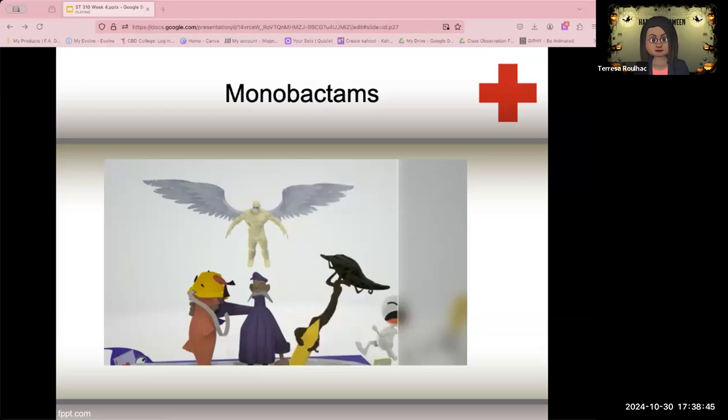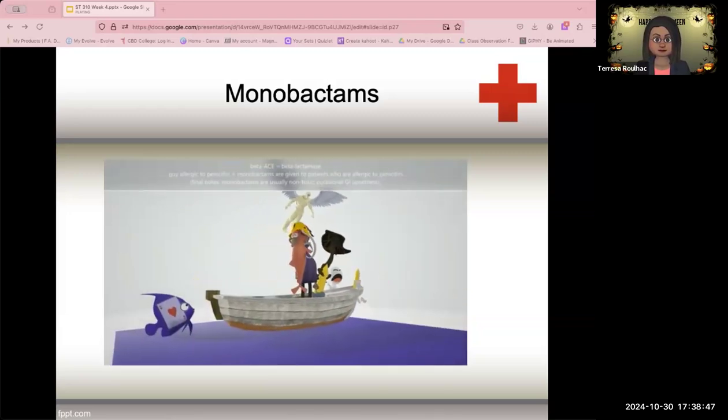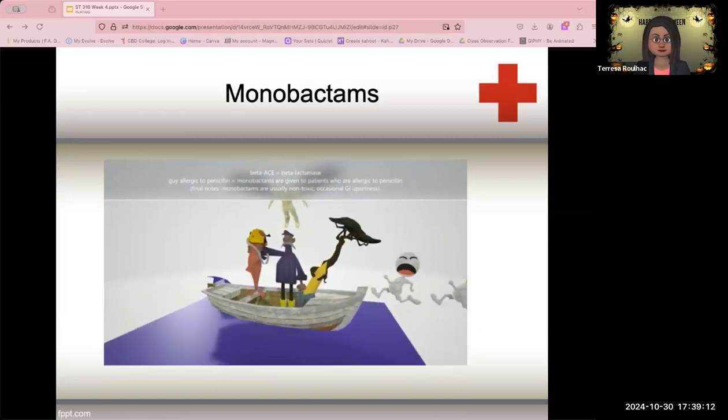Okay, let's back up here for a second. So here we see this fish over here, the beta fish with the ace on it. Beta fish with an ace. Beta ace for beta-lactamase. And he's incapable of doing anything. He's trying to get onto the boat, but it's not working. The boat is resistant. Monobactams differ from other beta-lactam antibiotics by having a standalone beta-lactam ring, which makes them less susceptible to beta-lactamases.